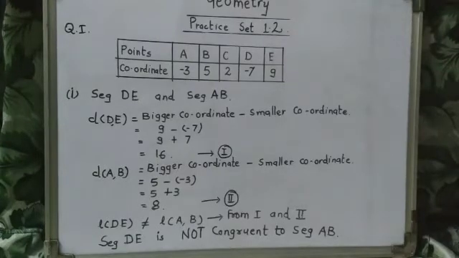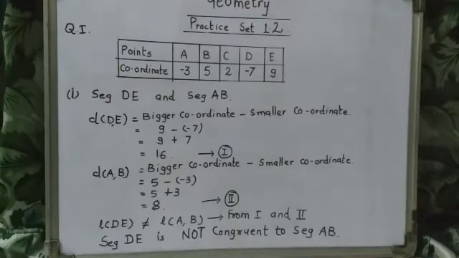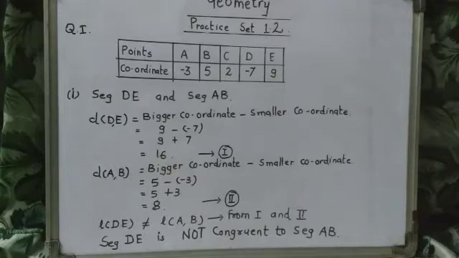Now the question is whether the segments are congruent or not. Congruent means what? You have already studied in your lower classes. Congruent means of the same length. So first we have to find out whether the distance is equal or not. So distance DE, let's go back to our formula: bigger coordinate minus smaller coordinate.